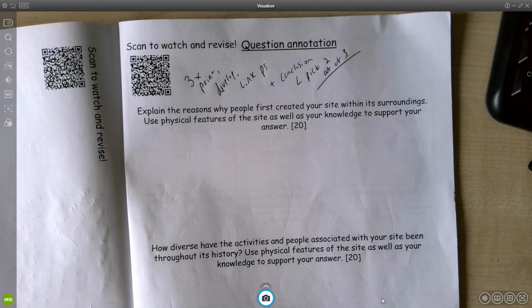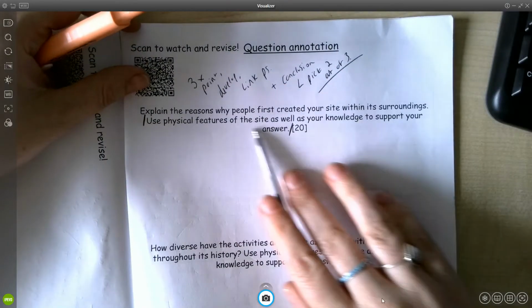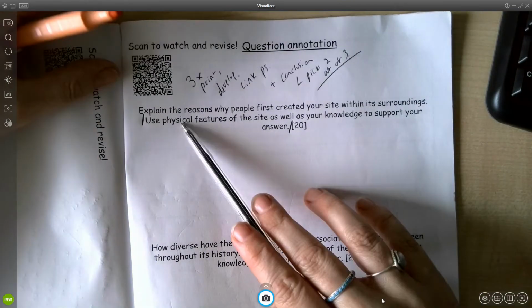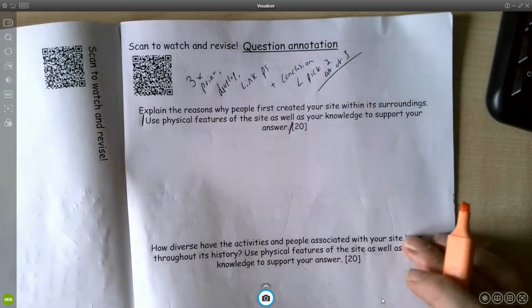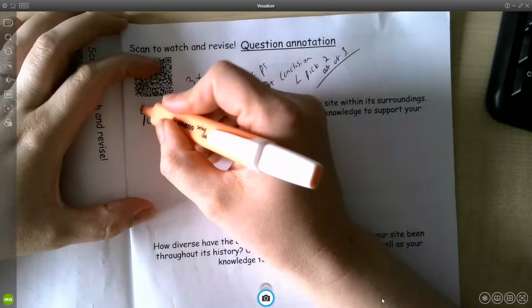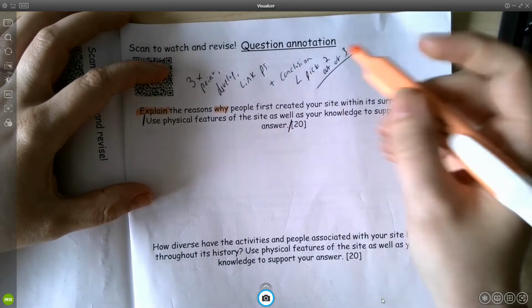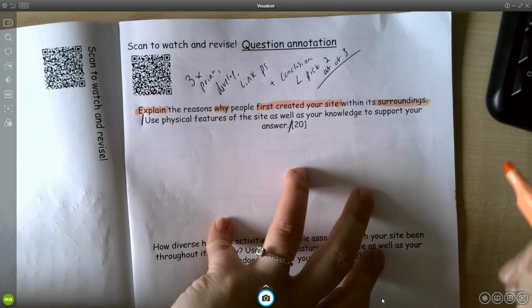Okay, now, a bit like with some of the Elizabeth questions where there's extra stuff in there that you've got to read, this bit is always in every single question. Use physical features of the site as well as your knowledge to support your answer. Basically, what it means by that is you need to describe the site as part of your answer. So that will be on every question. So, explain the reasons why people first created your site within its surroundings.